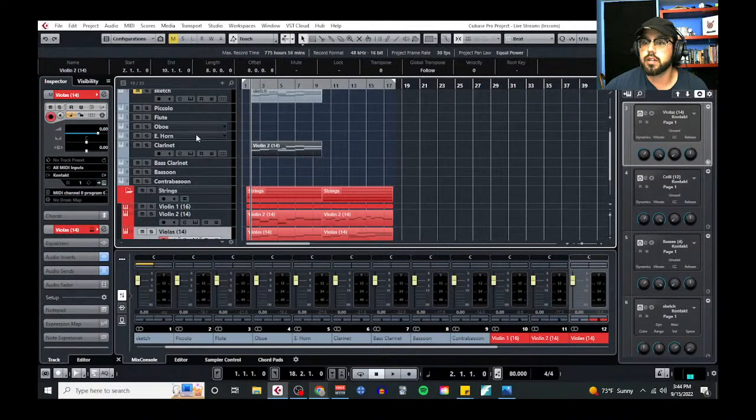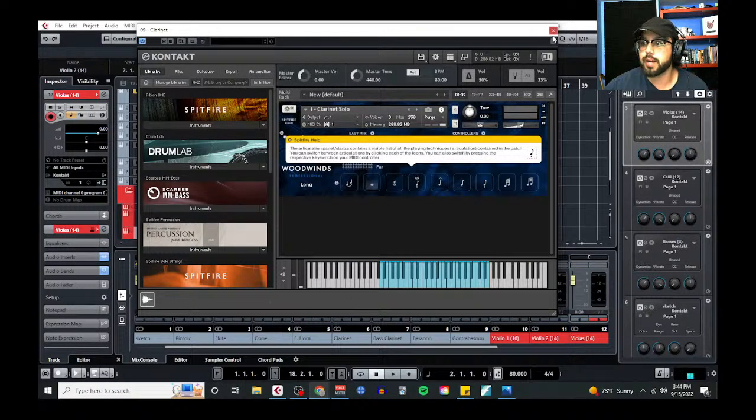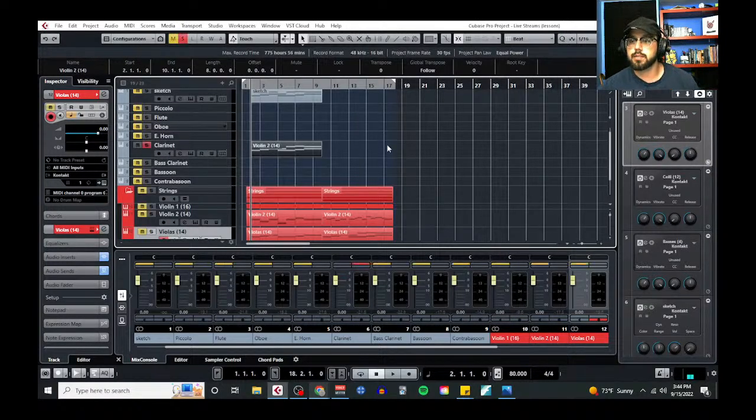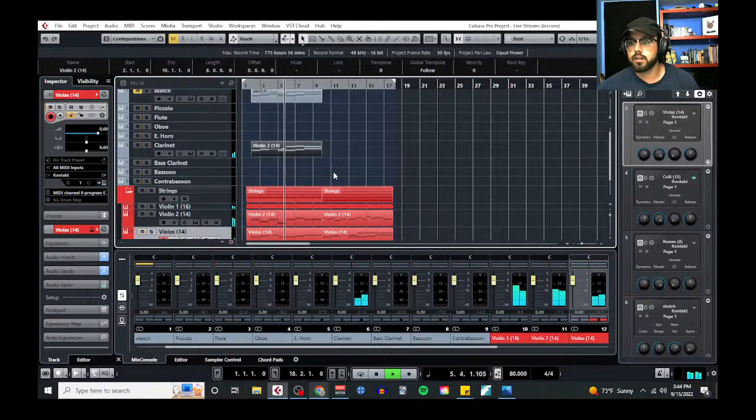Let's make sure that my sound library is set on long so it can actually play multiple notes. Let's play it solo first. Then we'll unsolo it.